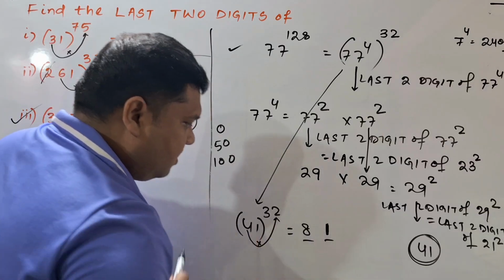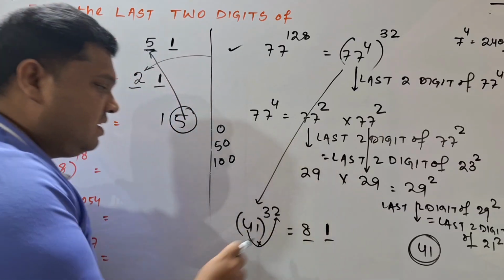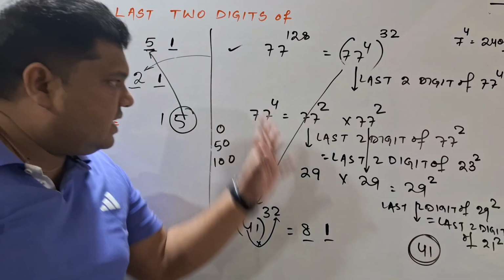The unit place is 1. Now 4 into 2 is how much? 8. The answer is 81. Okay, write it down or take the screenshot.